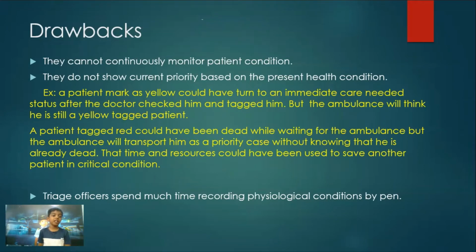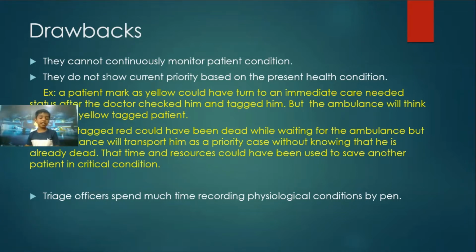These are the drawbacks. The first drawback is they cannot continuously monitor the patient's condition. They do not show the current priority based on the updated medical condition. For example, a patient tagged red could have died while waiting for the ambulance, but the ambulance will transport him as a priority case without knowing that he is already dead. That time and resources could have been used to save another patient in critical condition. Another drawback is triage officers spend much time writing with pens on the triage tag.